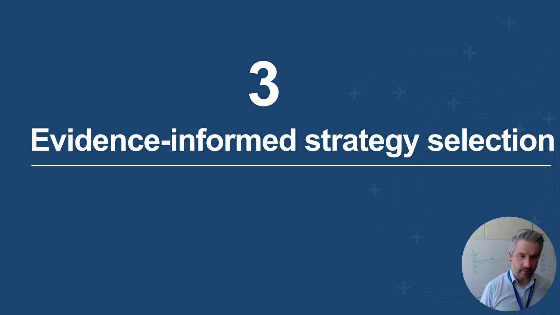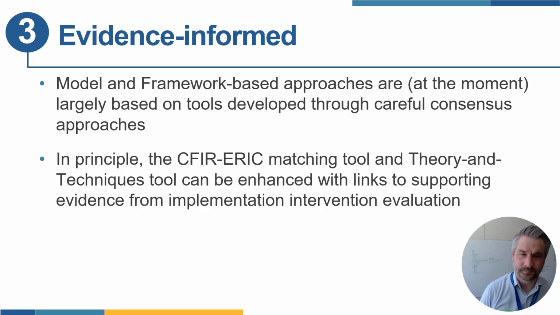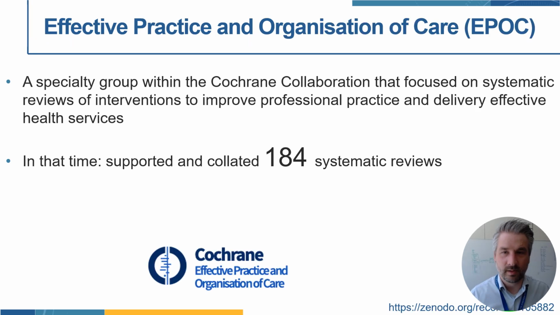So we've talked about frameworks, we've talked about theory, model. What about evidence? And again, these are meant to be complementary, but let's think about the evidence-informed approach. Mostly because most of the linkage work that I've outlined in selecting strategies is based on careful consensus approaches. And in principle, they can draw more from evidence in my mind, and I think that's very much where those mapping exercises are going. But in the meantime, there are existing pieces of evidence that we can draw from in helping to build up our implementation interventions.